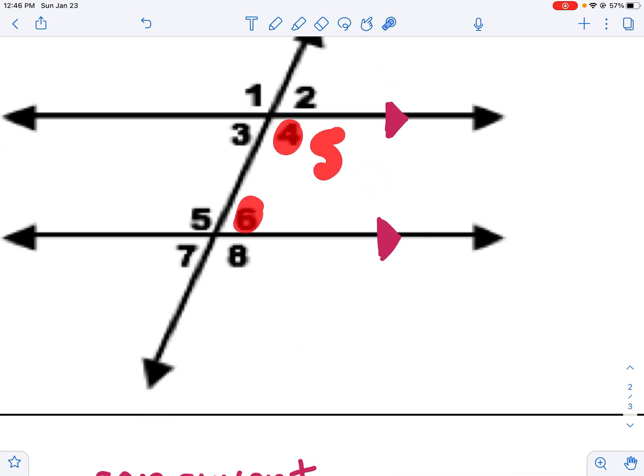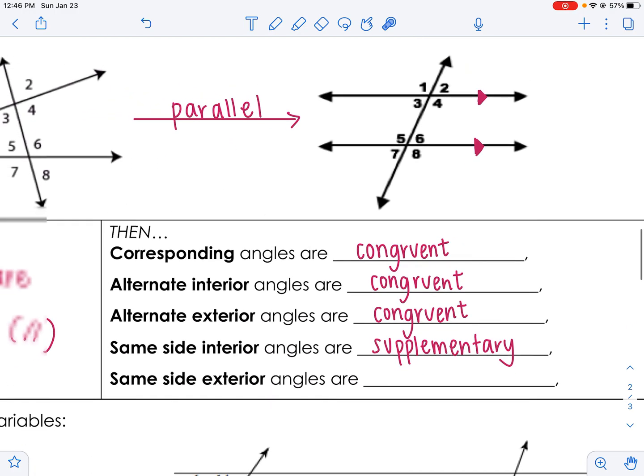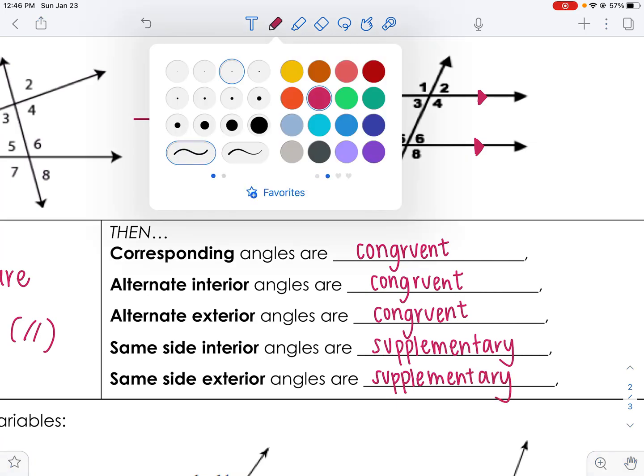So now, same side interior, if that's supplementary, now if angle 4 is 50 degrees, well then angle 6 would be 130 degrees. Because what's 180 minus 50? 130. And then if I look at same side exterior, that would be 1 and 7. Notice same thing, obtuse and acute. And the other side's acute and obtuse. So those ones would also be supplementary.